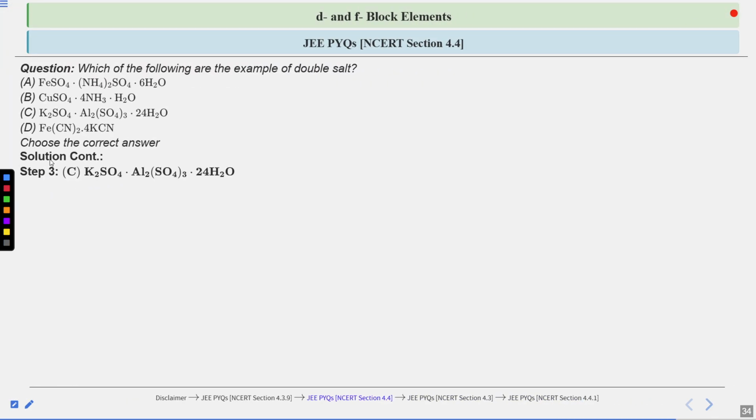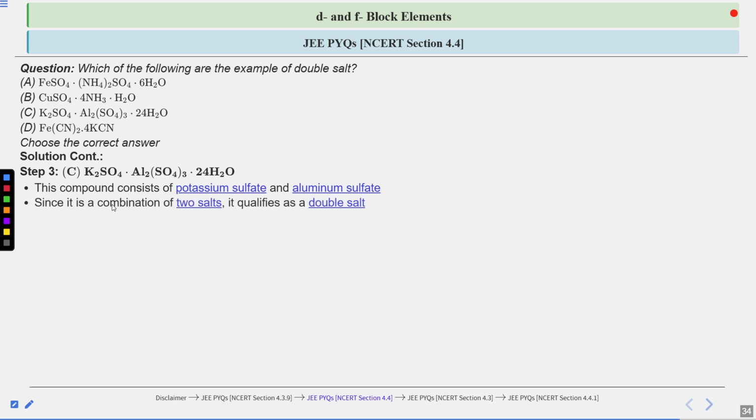Now let's see the C salt, that is K2SO4.Al2(SO4)3.24H2O. This compound consists of potassium sulfate and aluminium sulfate. Because it is a combination of two salts, it qualifies as a double salt. One is potassium sulfate and the other is aluminium sulfate.